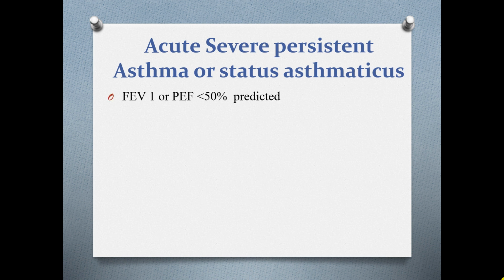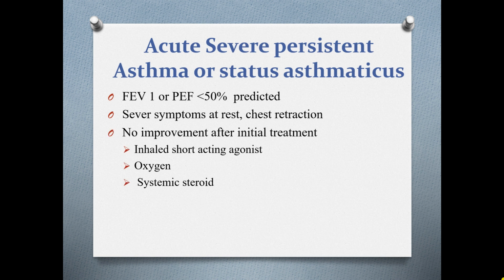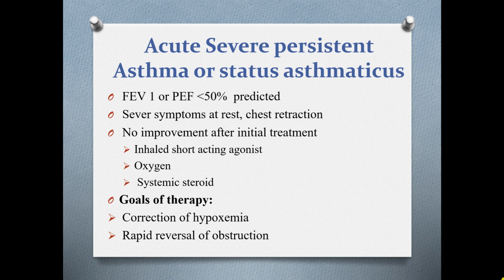Here FEV1 or peak expiratory flow rate is less than 50% of the predicted value for that age and gender. There are severe symptoms at rest along with chest retraction. You can visibly see the chest retracting and coming out with each breath. There is no improvement after initial treatment of inhaled beta 2 agonist, oxygen, or systemic steroids. So here the goal of therapy is, first you have to correct the hypoxia, and you have to start with rapid reversal of the obstruction.